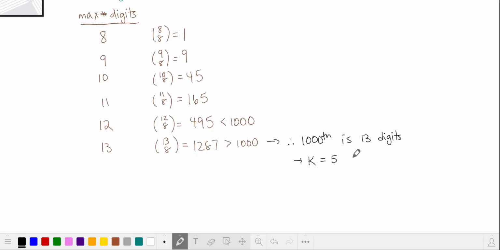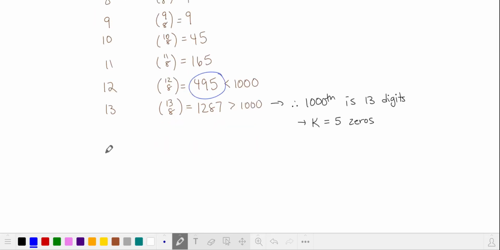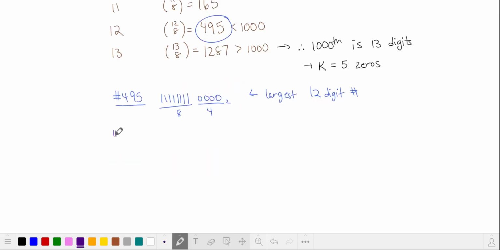So k equals 5 zeros in binary. Our 495th number is 12 digits consisting of 8 ones followed by 4 zeros in base 2. This is the largest 12-digit number that satisfies the requirements for having 8 ones. The 496th number in our sequence will be a 13-digit number with a 1 out here, 5 zeros that follow, and then 7 more ones. This is the smallest 13-digit number that satisfies the problem statement.